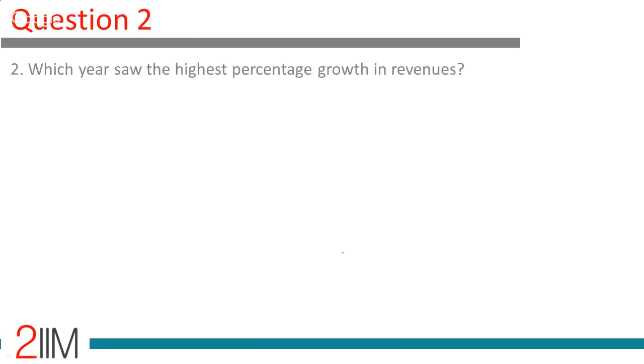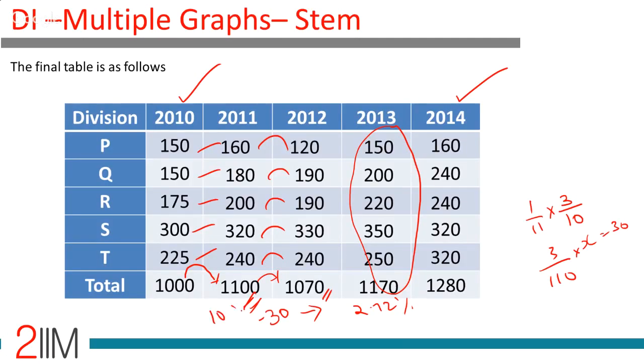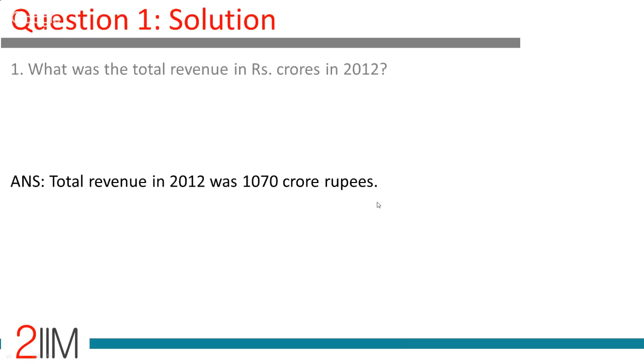Which year has the highest percentage growth in revenues? This is 10%. This is down. This is 100 by 1070. That doesn't work. This is 110 by 1170. We don't need to find this exactly; we just need to know whether it is more than 10%. 1170, 10% of that is 117. That is more than 110, so this is less than 10%. So the highest growth rate here is 2011.